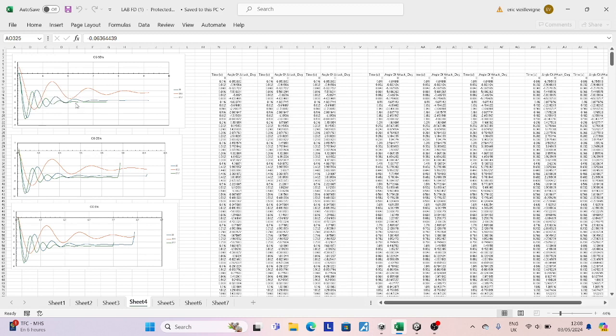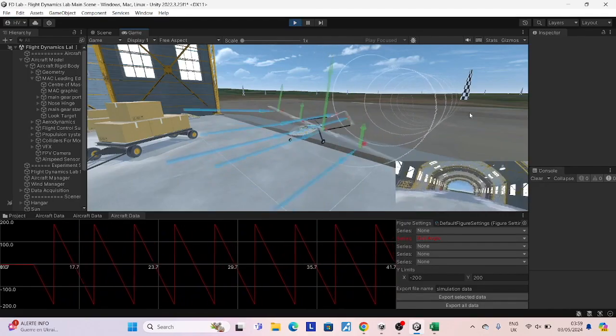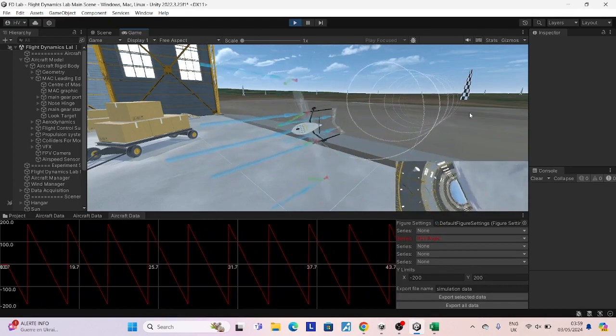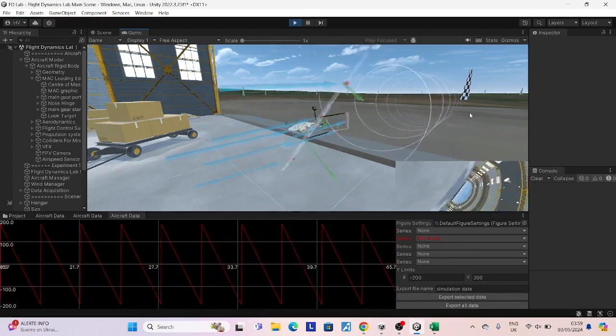The oscillation is much smaller. It also changes with the CG. As the percentage of the mean aerodynamic chord increases, the amplitude increases, making the aircraft unstable. So the most aft CG position for acceptable pitch control of the aircraft is around 25% of the mean aerodynamic chord. The lateral dynamic response can be analyzed by looking at the roll rate.